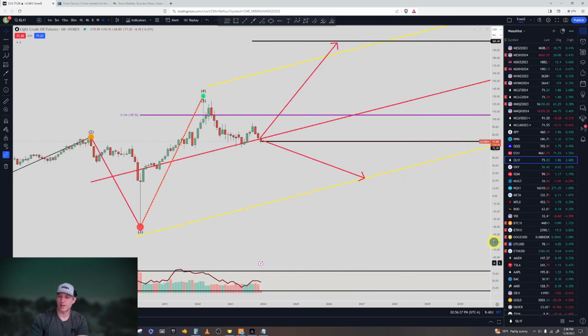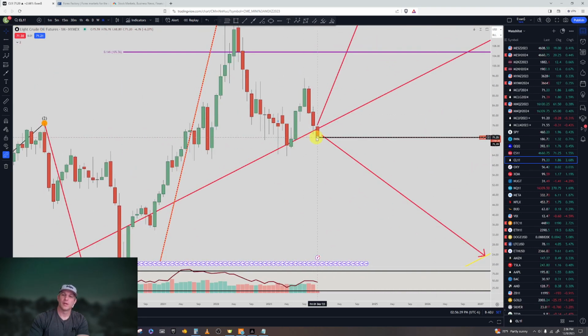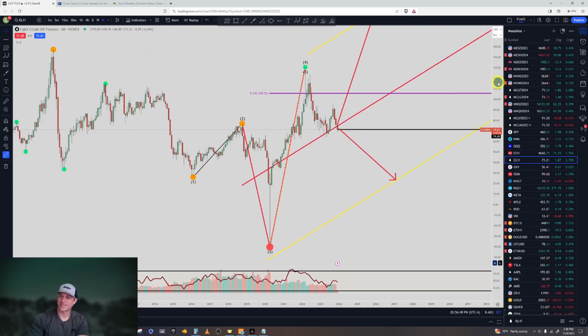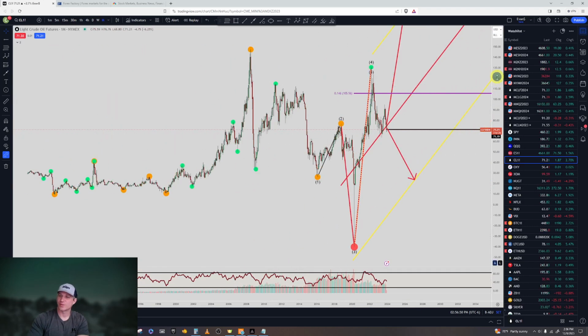But again, we have to wait for either this monthly candle or another monthly candle to close below it. When that happens, here we go. It's on. So anyways, that's my prediction for 2024.